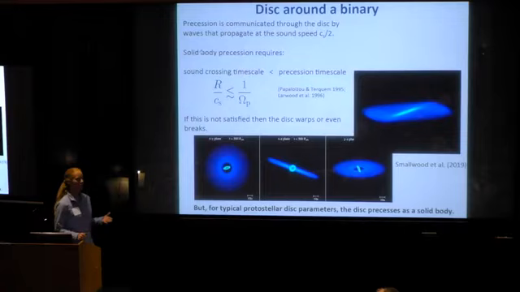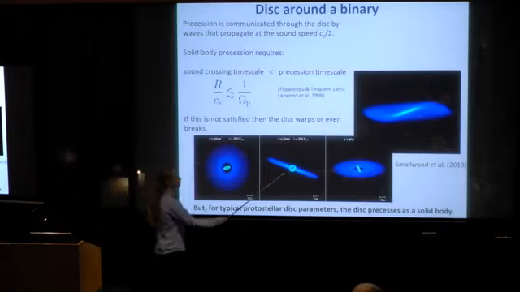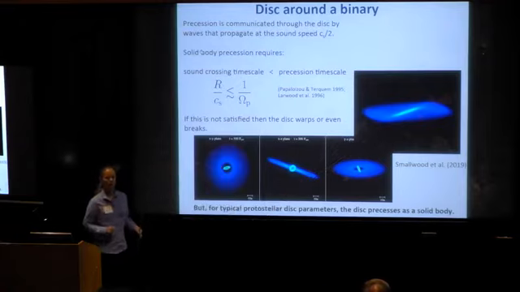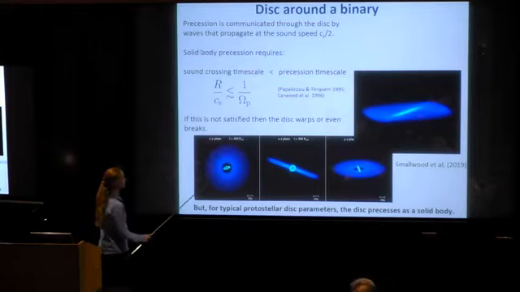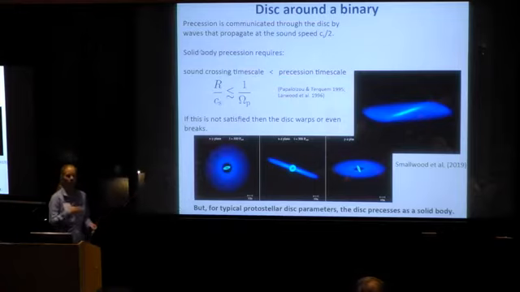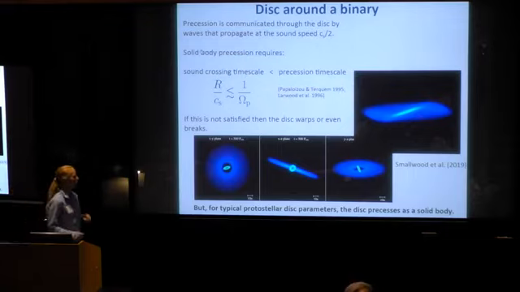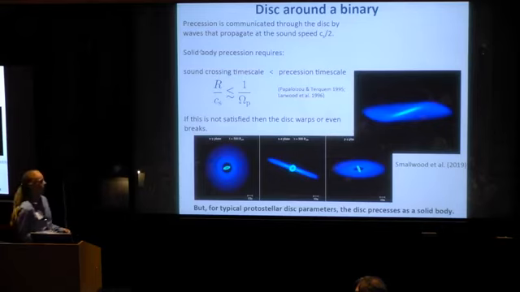If it's not satisfied, the disk isn't in good communication, then this can lead to effects such as disk warping, where different parts of the disk have different inclinations, or even disk tearing. So you see here there's an inner disk that's ripped off from the outer parts, and now each disk precesses on a different timescale. But for typical parameters for protostellar disks, it's likely that they'll precess as a solid body.